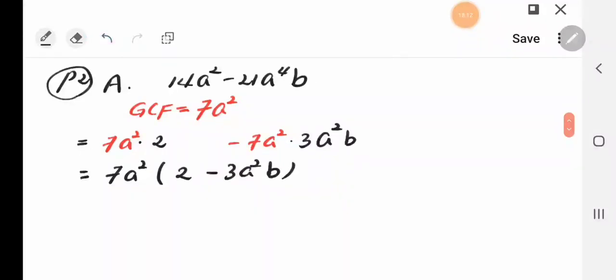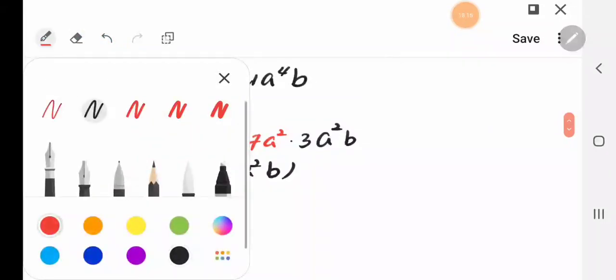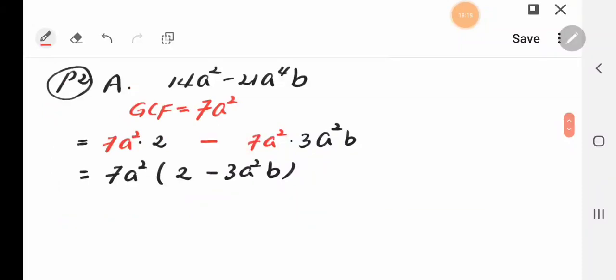So why don't I change this one to minus right here. So there are 2 terms. Okay, let's try another one, the letter B.